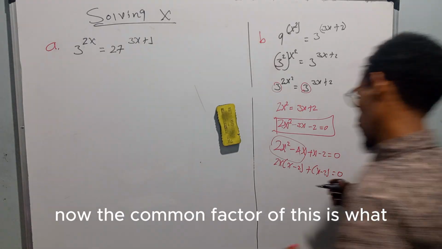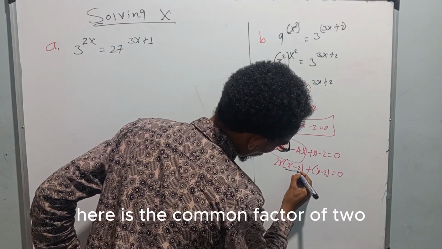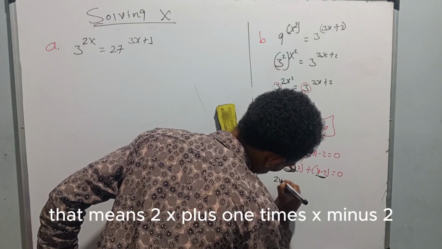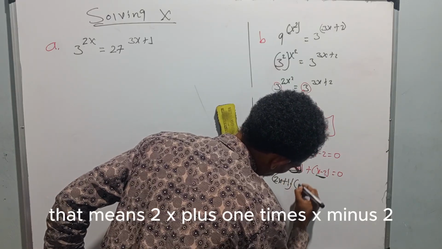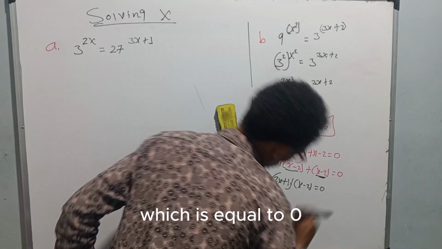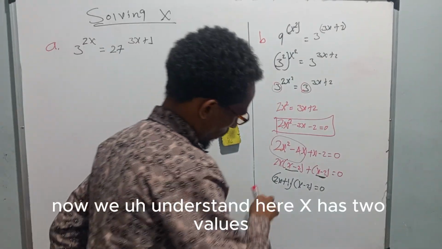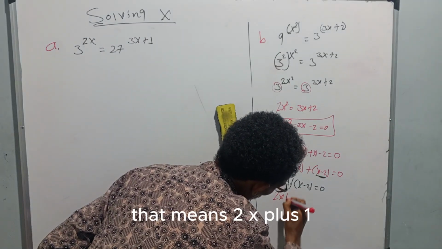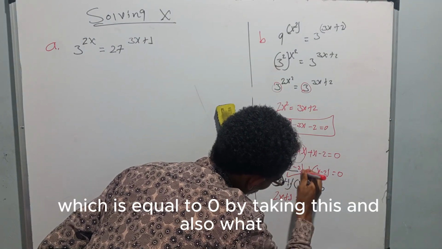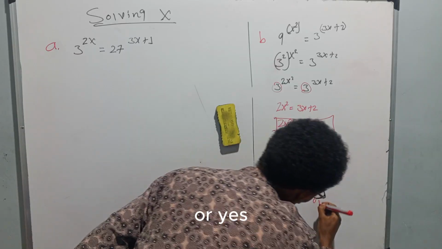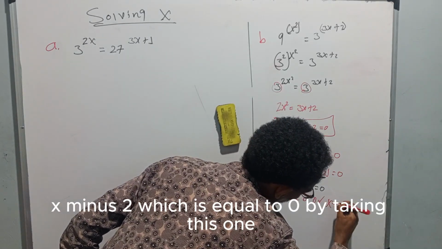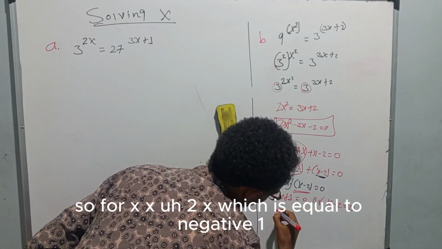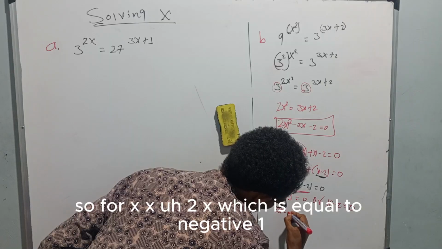Now the common factor of this is what? Here is the common factor of these two terms. That means 2x plus 1 times x minus 2, which is equal to 0. Now we understand here x has two values. That means 2x plus 1 equals 0, by taking this, or x minus 2 equals 0, by taking this one. So from here, solve for x, x is equal to negative 1.